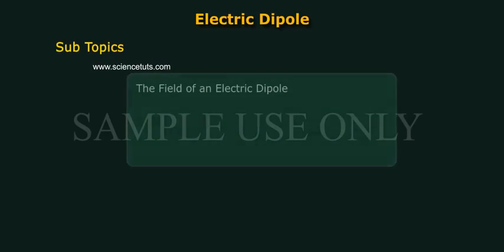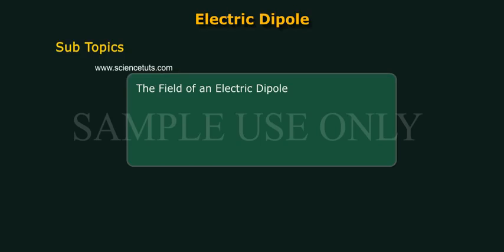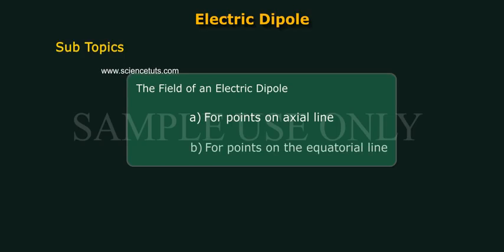Subtopics. The field of an electric dipole. A. For points on the axial line. B. For points on the equatorial line.